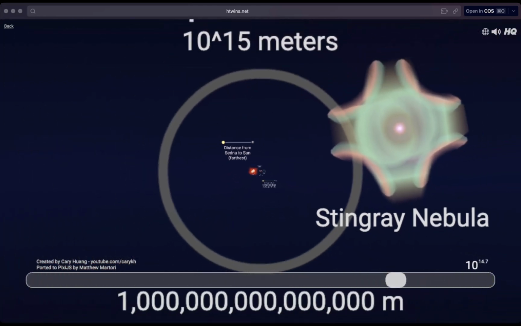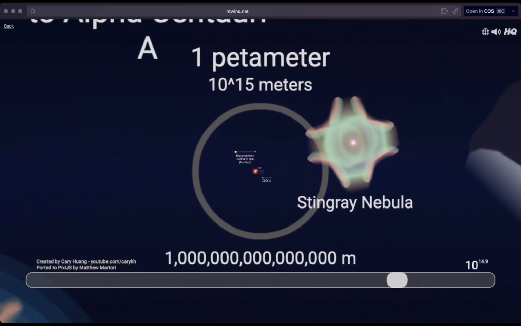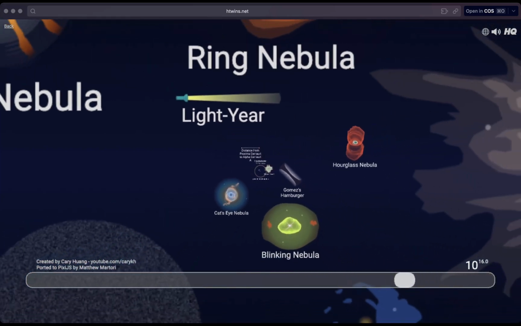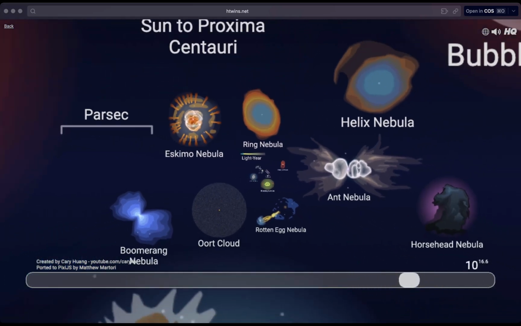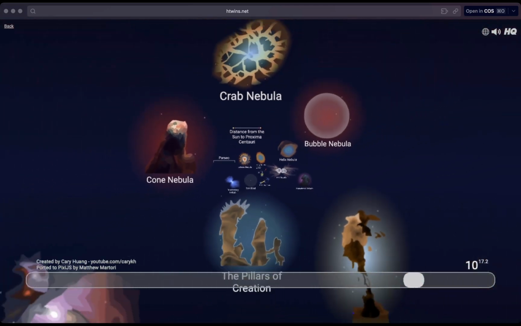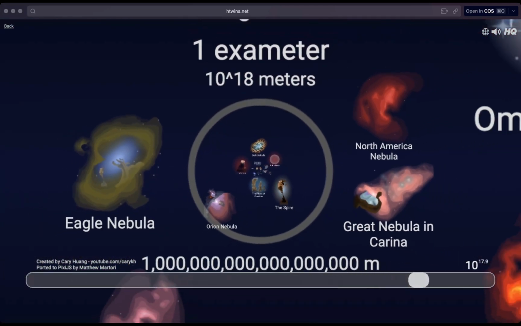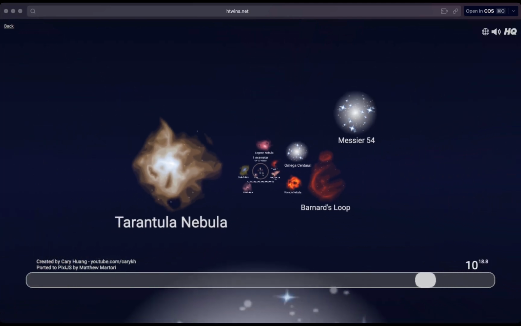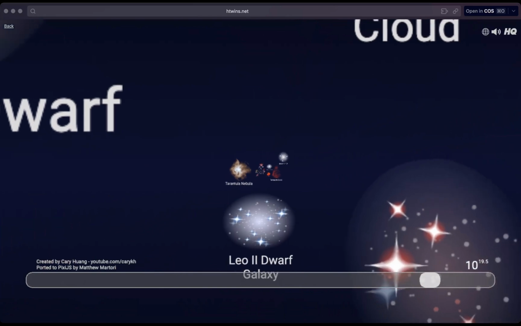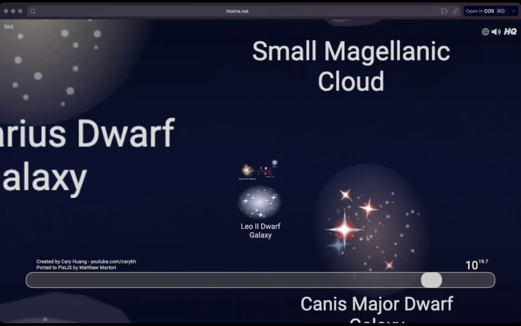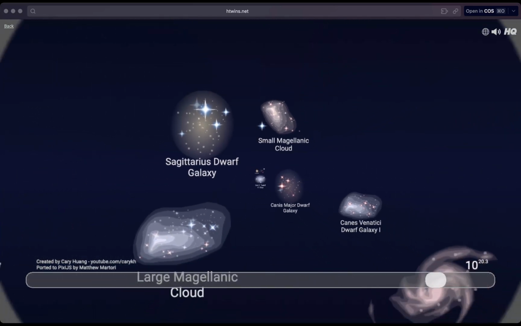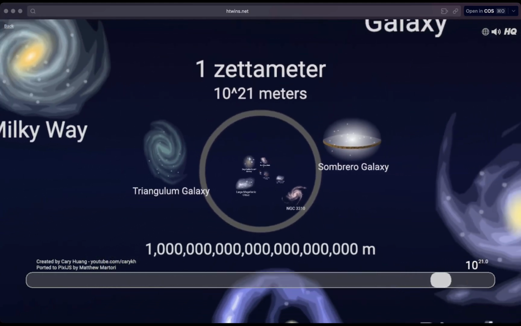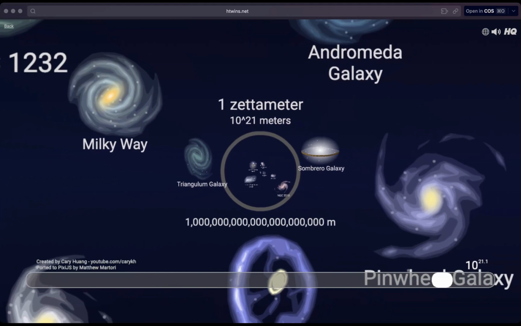So still haven't gotten to the size of a galaxy. Oh, there's the Stingray Nebula, which would be one star that exploded. Blinking Nebula, Ring Nebula, Oort Cloud, Clone Nebula. Where's a galaxy? Omega Centauri, is that a galaxy or is it just... Yeah, so now we're starting to get some galaxies. Dwarf Galaxy. And we are in the Milky Way.